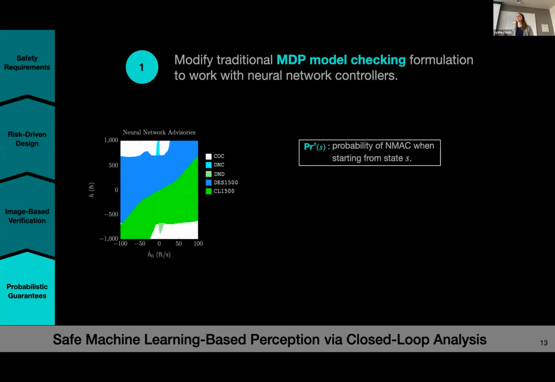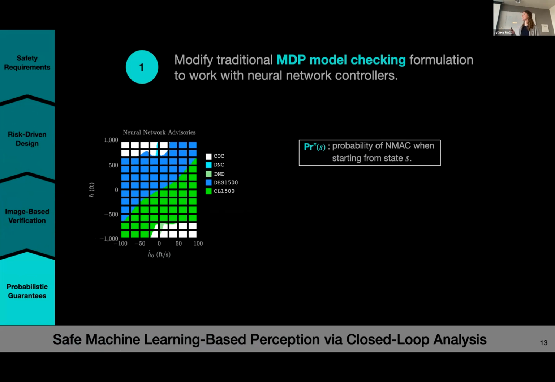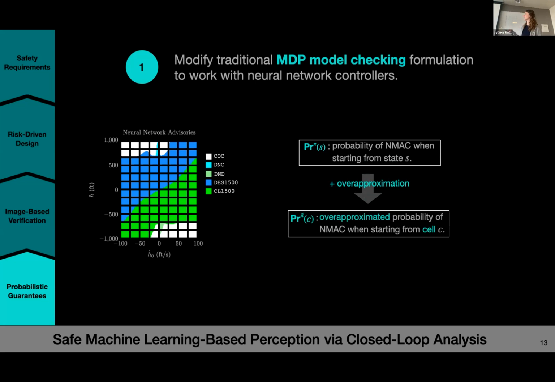However, there's one issue here, which is a very similar issue to the one we ran into with the reachability analysis, which is that the state space is continuous, there's an infinite number of states, and we can't actually calculate this probability for all infinite states. And so we take a very similar approach here, and we partition our state space into a finite number of cells. We then introduce some over-approximations to the model checking process so that it can work with cells rather than states. And when we do this, we have a method that can now give us an over-approximated probability of near midair collision when starting from any cell in our space of possible cells.